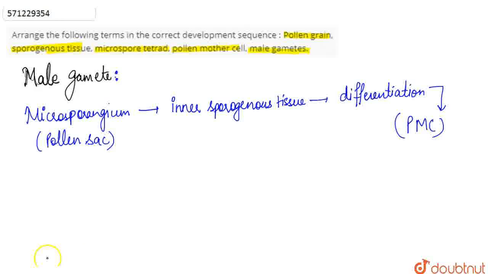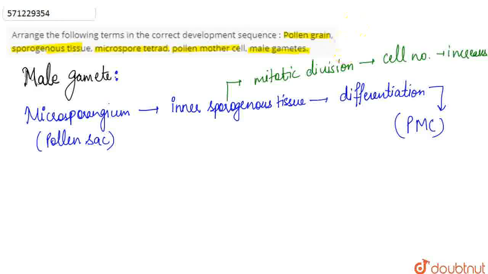the sporogenous tissue undergoes mitotic division. In sporogenous tissue, mitotic division occurs. That is why they differentiate to form the pollen mother cell. So during the mitotic division, their cell number increases.